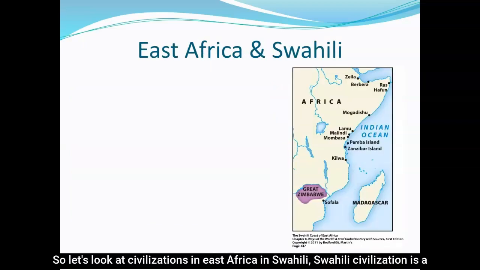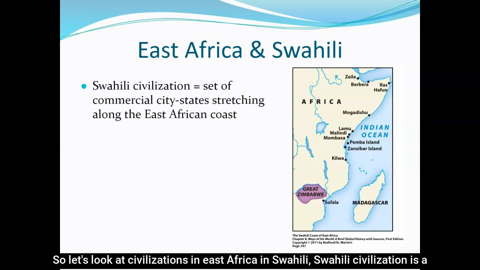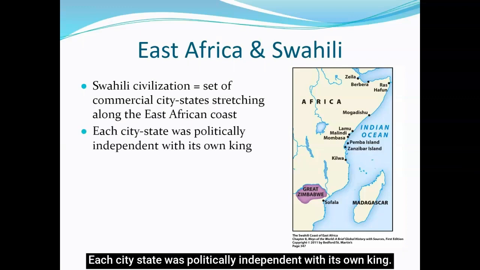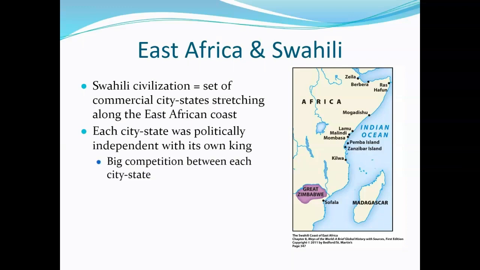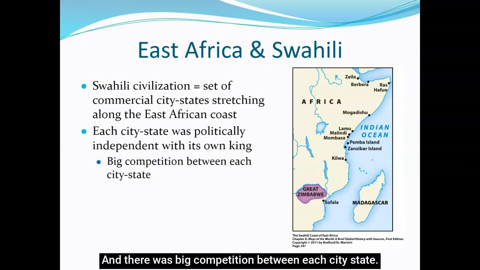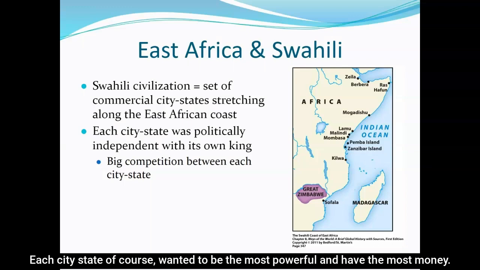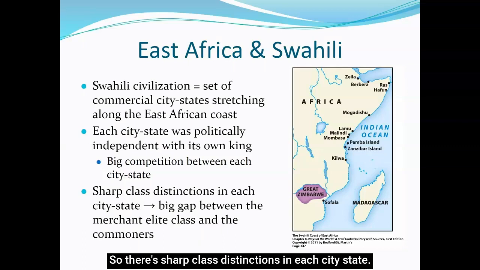All right, so let's look at civilizations in East Africa and Swahili. Swahili civilization is a set of commercial city-states stretching across the East African coast. Each city-state was politically independent with its own king, and there was big competition between each city-state. Each city-state, of course, wanted to be the most powerful and have the most money.